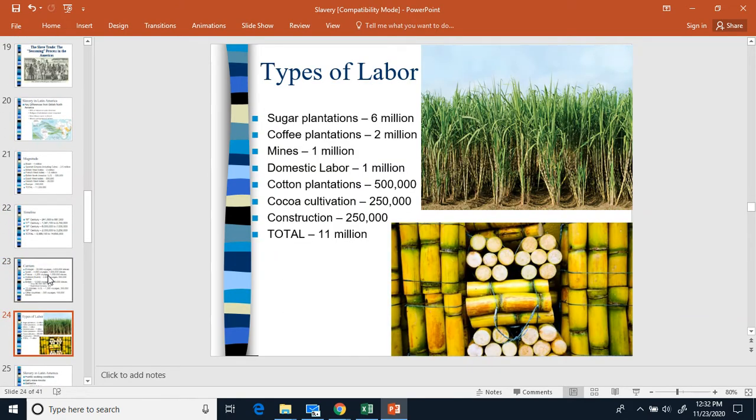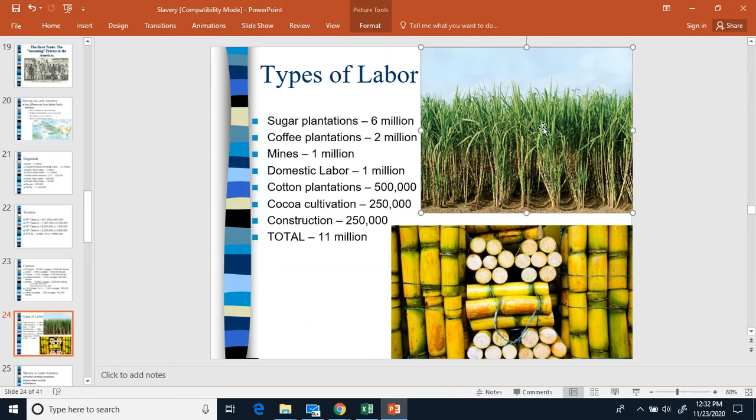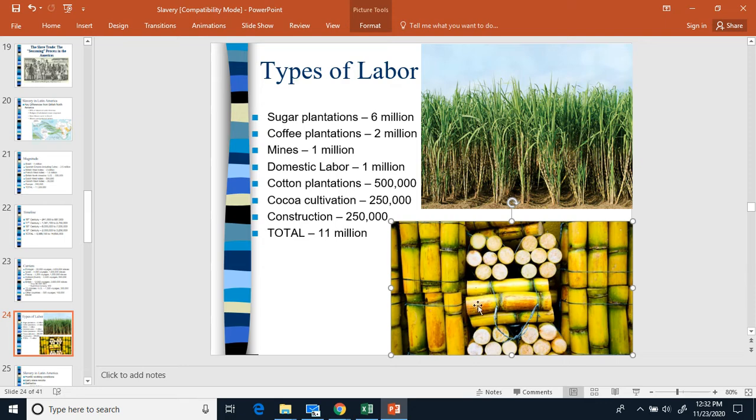So what is it that requires a ton of people to farm it? Well, that's sugar plantations. Sugar plantation is actually the main thing that requires human labor to work it. So what does sugar look like? This is sugar up here, and this is sugar when it's been cut. So you kind of see the sugar reeds right there, and then you see when it's cut what the reeds look like.